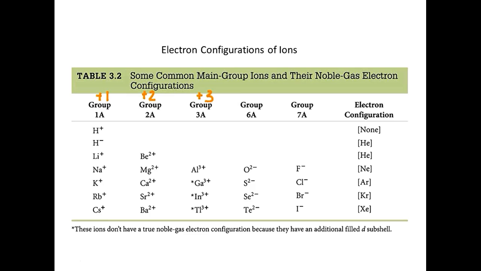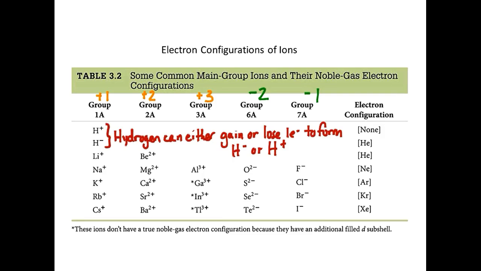So this helps us understand why group 1 is +1, group 2 is +2, group 3 is +3, group 7A is -1, and group 6A is -2. Hydrogen is unusual. Hydrogen can either gain 1 electron to form hydride, or it can lose 1 electron to form H+. Either way, if it loses 1, it has no electrons, and if it gains an electron, it has a full 1s shell. So either way, it is stable. So hydrogen actually has 2 different ways it can exist.